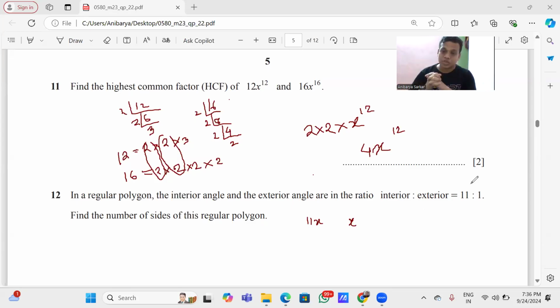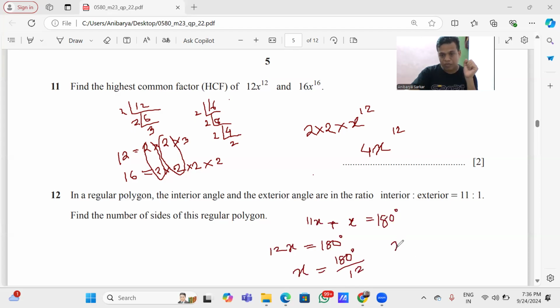If 11 and 1 is the ratio, then the interior angle is 11x and the exterior angle is 1 into x, that means x. Now we know that the sum of the interior and exterior angle is 180 degrees. So 11x plus x is equal to 180 degrees. Now 11x plus x is 12x, so 12x equals 180 degrees. Now what is the value of x? We find x as 180 by 12, and 180 degrees divided by 12 means the value of x is 15 degrees.